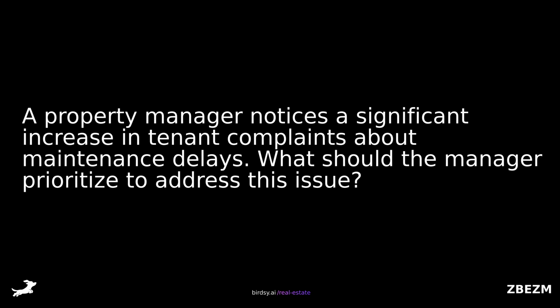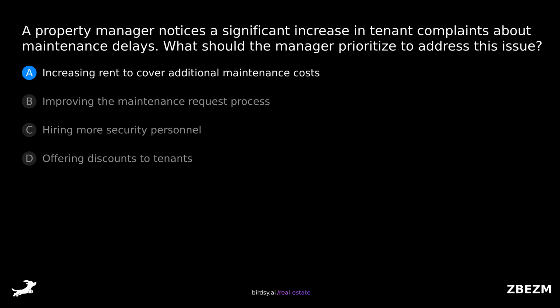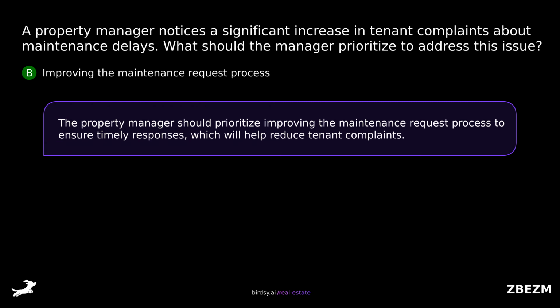A property manager notices a significant increase in tenant complaints about maintenance delays. What should the manager prioritize to address this issue? Is it A, increasing rent to cover additional maintenance costs, B, improving the maintenance request process, C, hiring more security personnel, or D, offering discounts to tenants? The answer is B, improving the maintenance request process. The property manager should prioritize improving the maintenance request process to ensure timely responses, which will help reduce tenant complaints.